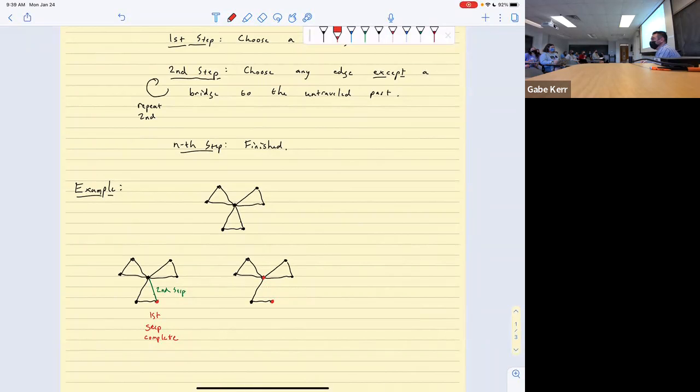Now I need to repeat the second step. Choose an edge. Everything here is the untraveled part. Choose an edge that's not a bridge. So let me ask you guys, can I choose any edge here? I cannot choose any edge. What edge can I not choose?